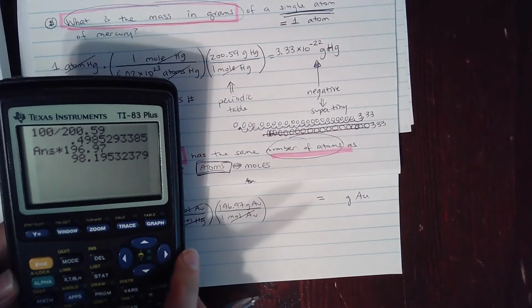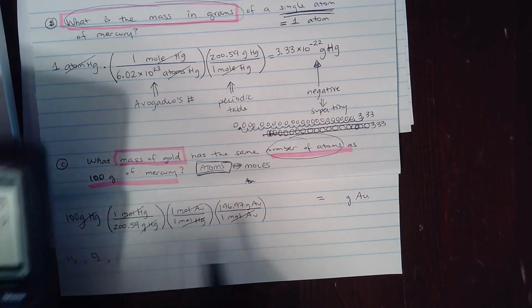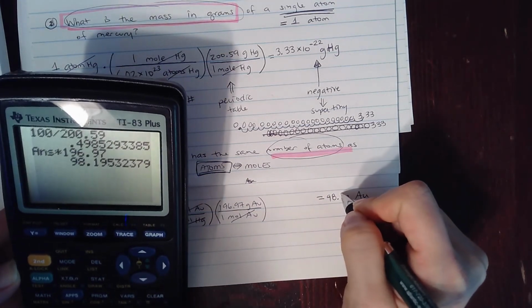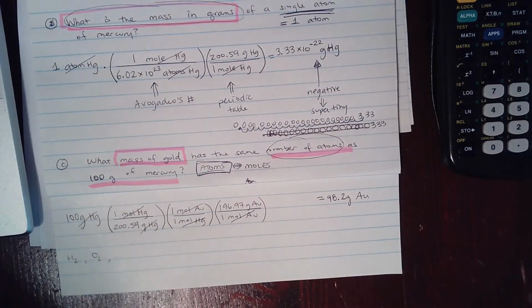So that's 98. Because we started with not so many significant digits, we're going to just round to the nearest tenths. So 98.2 grams of gold is our answer for part C. I hope that makes it clearer.